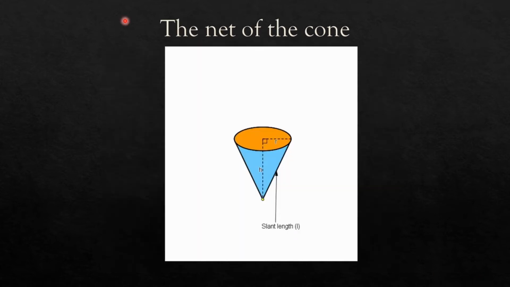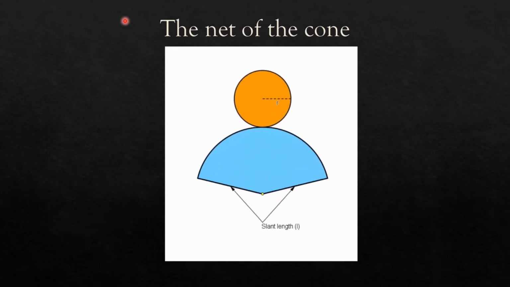Let's review the net of a cone. We open up the cone. We see the orange part is the circular base. This here around the edge is equal to 2 pi r because it's equal to the circumference of the base. This is the slant length here, and this is the lateral face in blue.